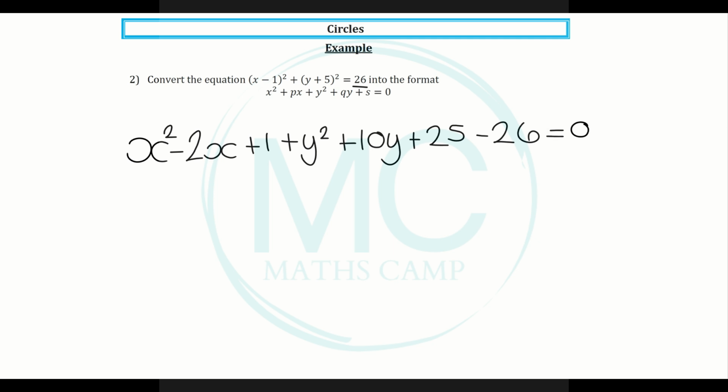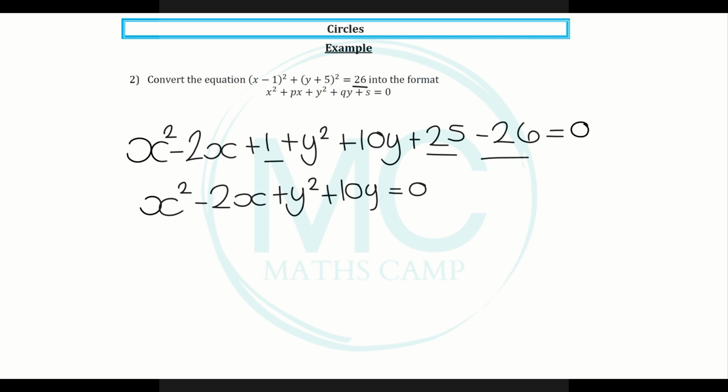Now we can add like terms. We have x squared minus 2x plus y squared plus 10y. 1 plus 25 is 26, minus 26. That leaves us with 0. So now we can make this equation equal to 0. Let's do another one.